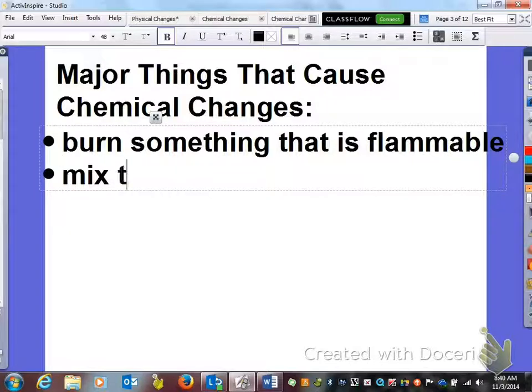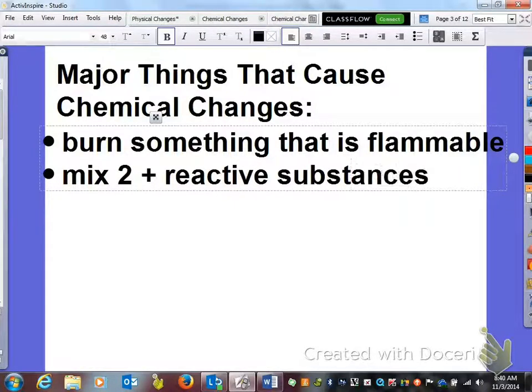Also, if you mix two, I'm going to put plus because it can often be more than one, but two or more reactive substances. I'm sure most of you have watched on YouTube or seen on TV where they mix Mentos and Diet Coke or Pepsi. I'm not sure which one you're supposed to use. You see this big explosion come out of the top of the soda can after the Mentos have been dropped in. Those were two substances that were reactive to each other. So when you mix two substances that are reactive, those can cause chemical changes.